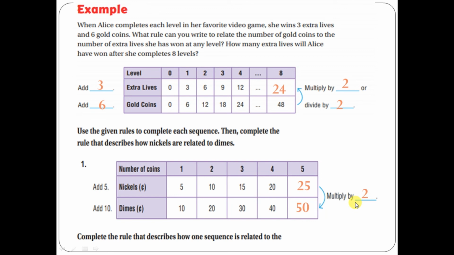So the rule here between the two patterns is multiply by 2. And that's it.